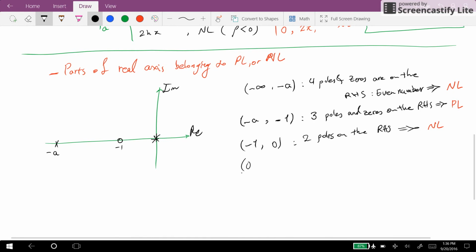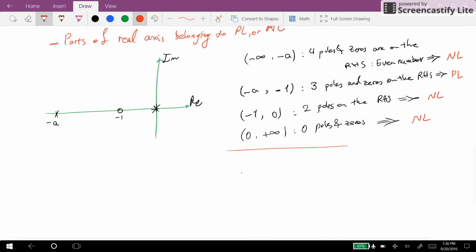And then from 0 till +infinity, we have 0 number of poles and zeros. And since it's not an odd number, or we just consider it as an even number, we can say that it belongs to the negative locus. So in conclusion, we can say that areas from -infinity till -a and from -1 till +infinity belong to our negative locus, and only from -a till -1 belongs to our positive locus.